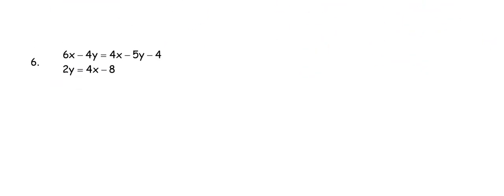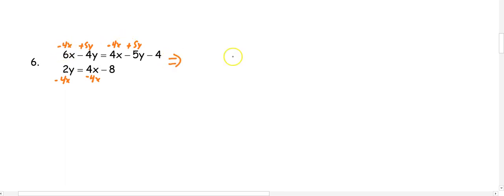Number 6, there's a little bit more maneuvering we have to do in this one. So in the first equation, x and y are on the wrong side, so we're going to subtract 4x, and we're going to add 5y to both sides. And in the second equation, I need to move my x over, so I'm going to subtract 4x from both sides. So once I've done that, I can combine like terms. So in the first equation, I get 2x plus y equals negative 4. And in the second equation, I get negative 4x plus 2y equals negative 8.